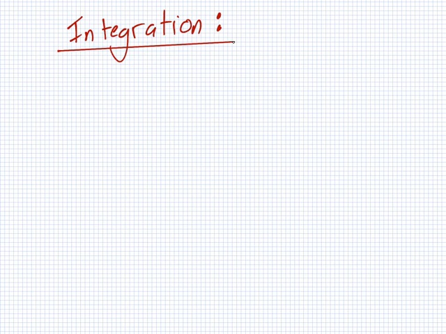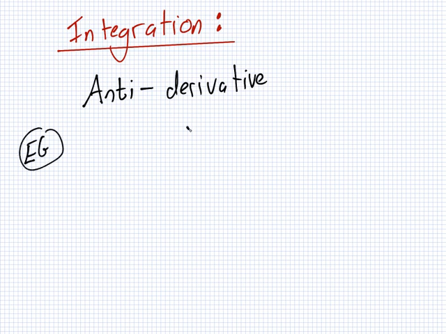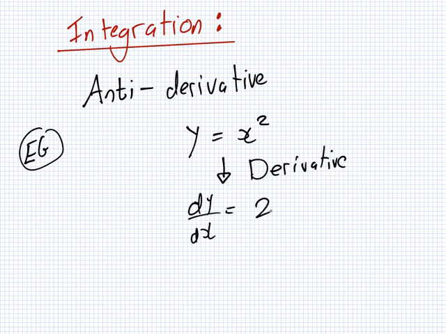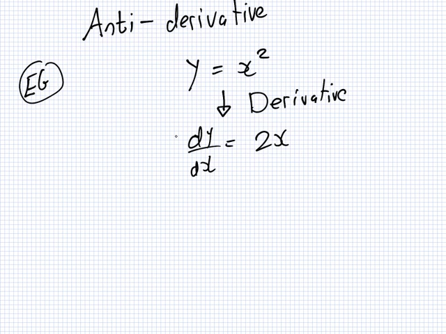Now, what we're looking at next is what's called integration. And all integration is what you might call the antiderivative. So let me explain what I mean by that. For example, if I have y equals x squared and I find the derivative, then I'll get dy dx equals 2x. Now, let's imagine I start here and I want to go backwards. I say dy dx equals 2x, then y equals x squared going backwards. That's called the antiderivative, or in other words, integration is another word for it.